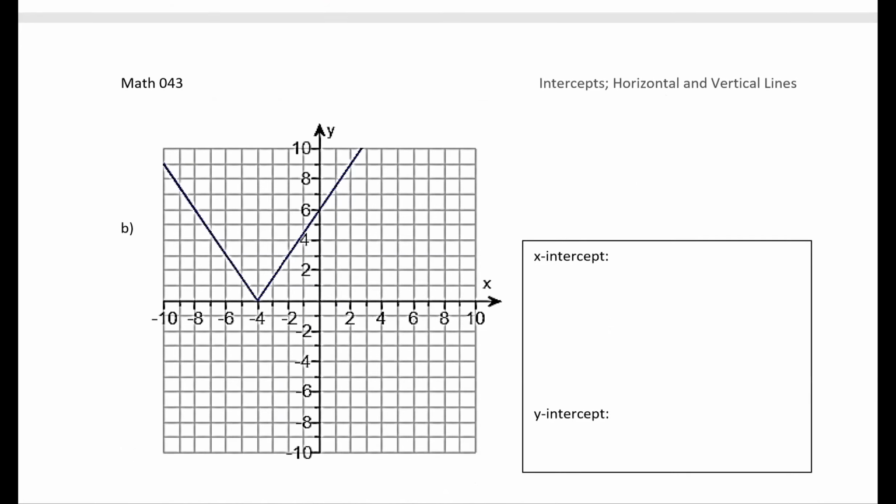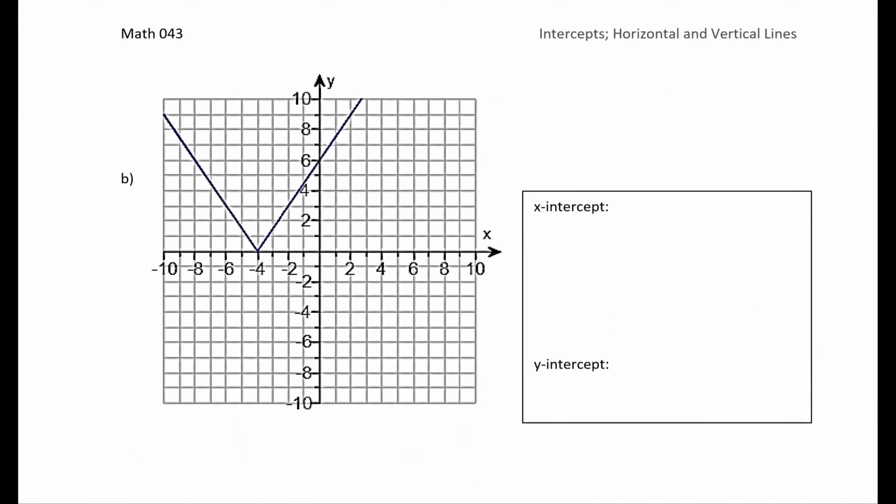On the next graph, we have a V-shaped graph, and I'll tell you that this is an absolute value graph, and it has an x-intercept at (-4, 0), and a y-intercept at (0, 6).